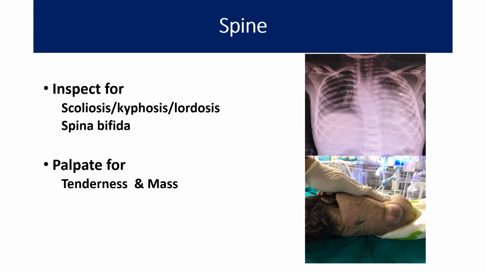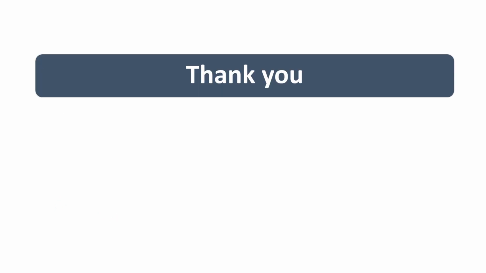And similarly for the spine, we have to inspect for any spinal deformity in the form of scoliosis, kyphosis or lordosis. Look for any swelling if it is present, either spina bifida or some other deformity. Then we have to palpate for any tenderness or the characteristics of any mass. So this is all about the autonomic nervous system examination and the skull and spine.